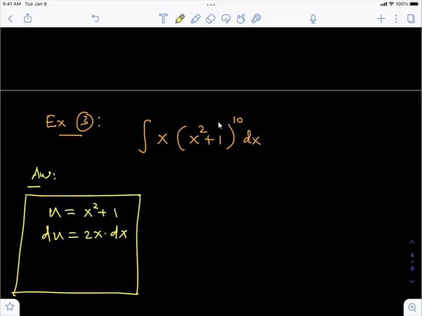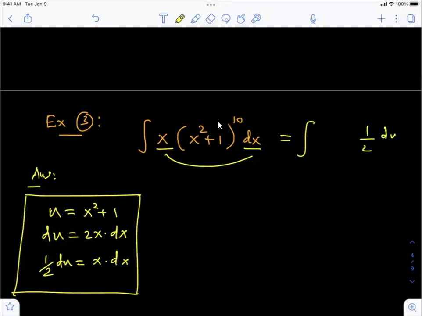And then the only problem is here you have x dx, but here you have 2x dx. Now what are we going to do? At this point, you need to divide both sides by 2 to get 1/2 du, which is equal to x dx. x dx is none other than 1/2 du. So this will give you just 1/2 du. This is a constant multiple. Don't forget, you can bring it out.